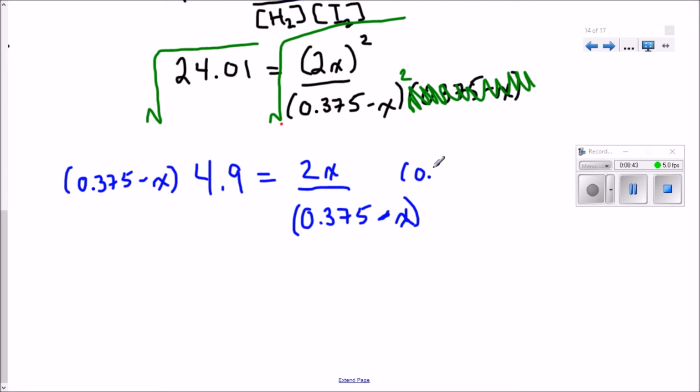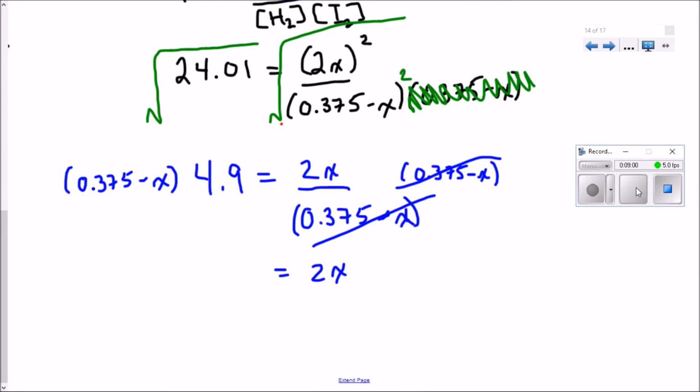And if you want to multiply the same thing on both sides, this is a waste of time right now, but I'm showing you this. That cancels out. Bam, bam. And 0.375 minus x times 4.9 equals 2x. We have to expand this by multiplying it out. I'll show that in another step down here.